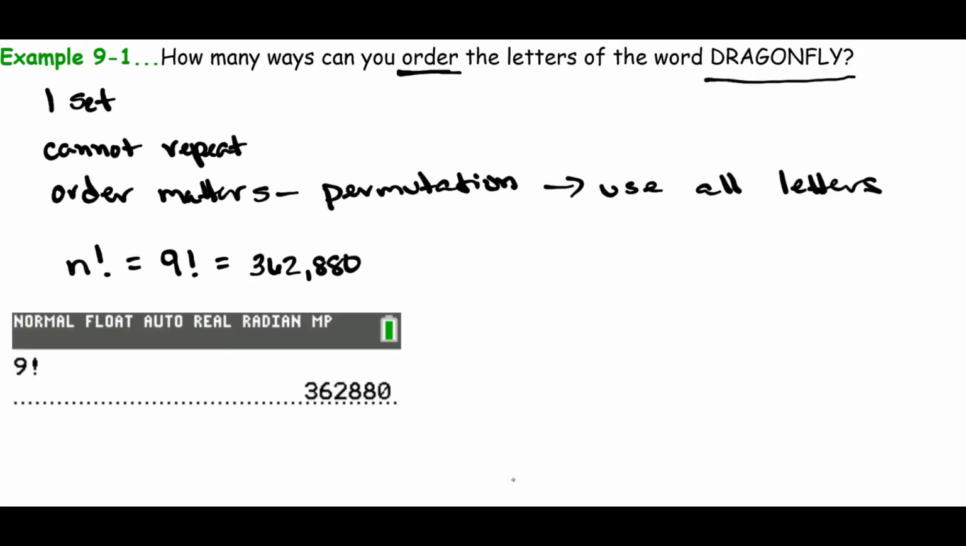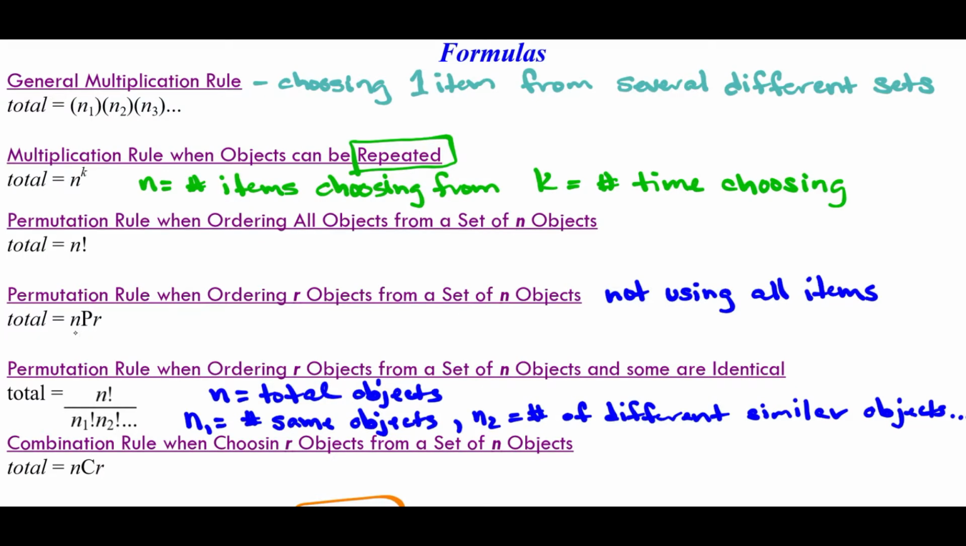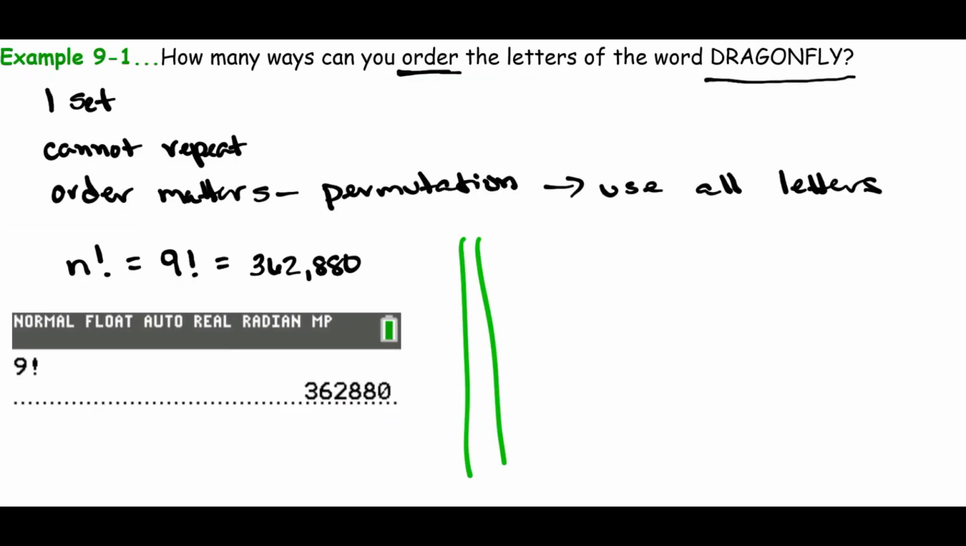362,880. Now I also want to point out with this question, we could have used the nPr permutation, when ordering r objects from a set of n objects, and just made n and r the same value. If we say n equals 9 here, we have 9 items to choose from. r is 9 because I'm going to choose all 9 of them. Then I would have 9P9.